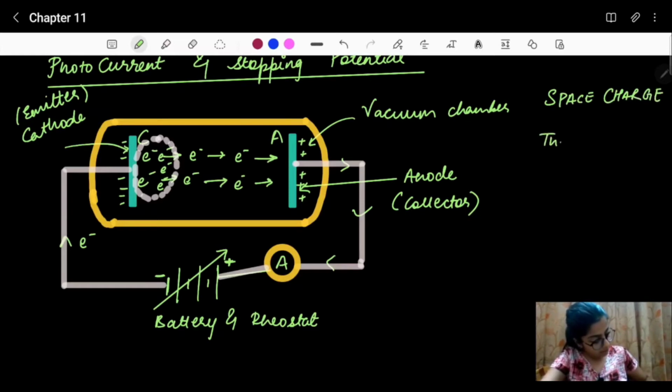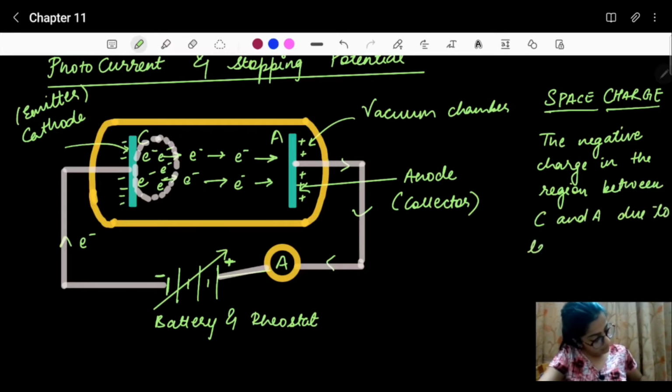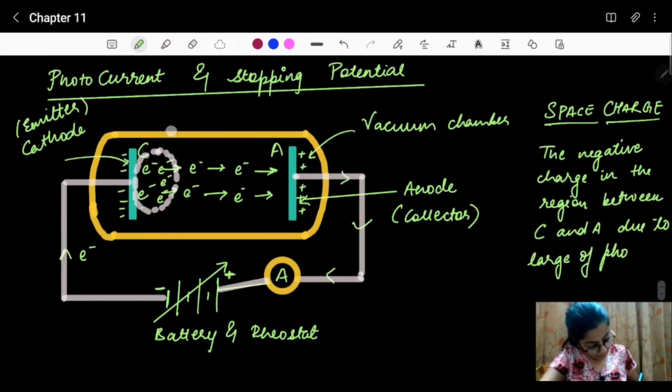The negative charge in the region between C and A due to a large number of photoelectrons. Why photoelectrons? Okay, just a moment.